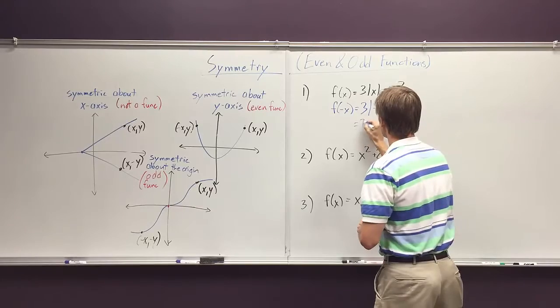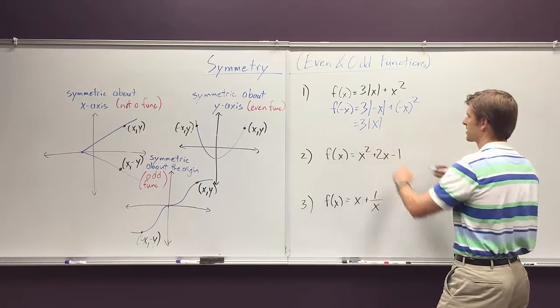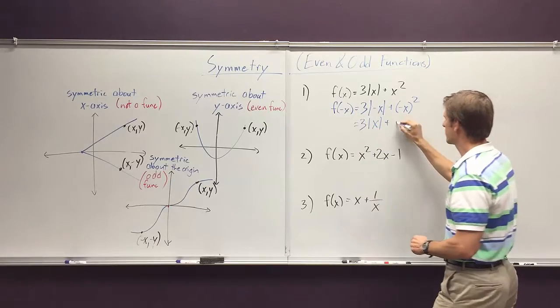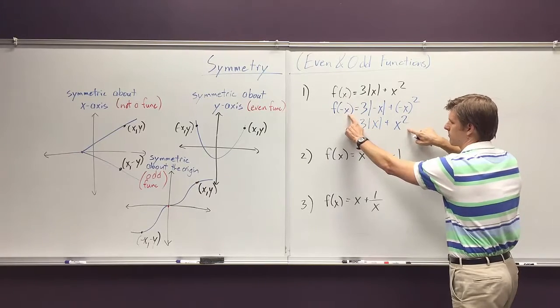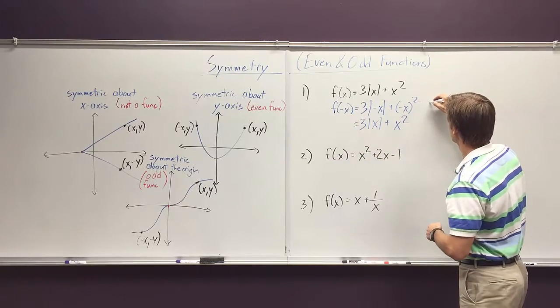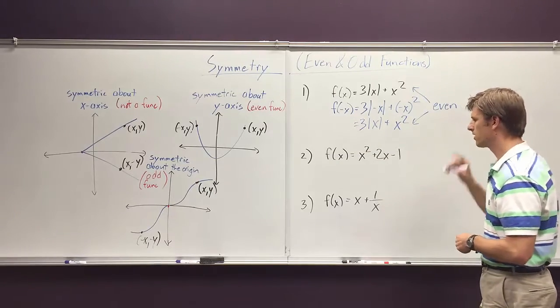We'll follow the rules. What's the absolute value of negative x? You guessed it, absolute value of x. Negative x times negative x is x squared. Hey, look, the output for x is the same as the output for negative x. Therefore, this is even, okay? How about here?